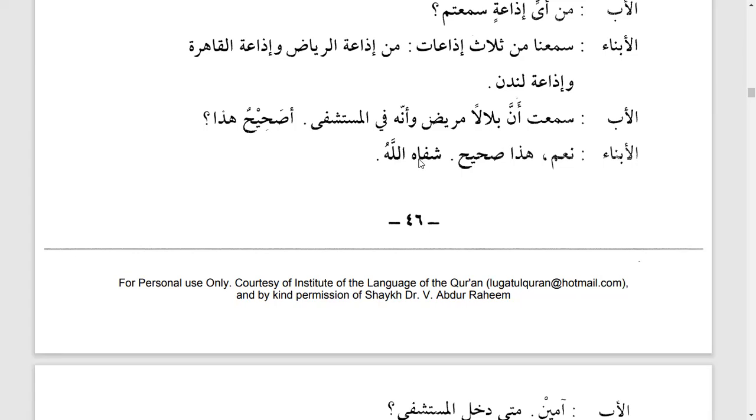So what was here basically? Shafa. So there was ya over here. And we discussed that when we connect ya with the attached pronouns like hu, huma, hum, hunna, then it changes into alif. Shafahullahu. So which one is the subject? Which one is the object? Allahu is the subject and who is the object? Shafa is the verb, okay?